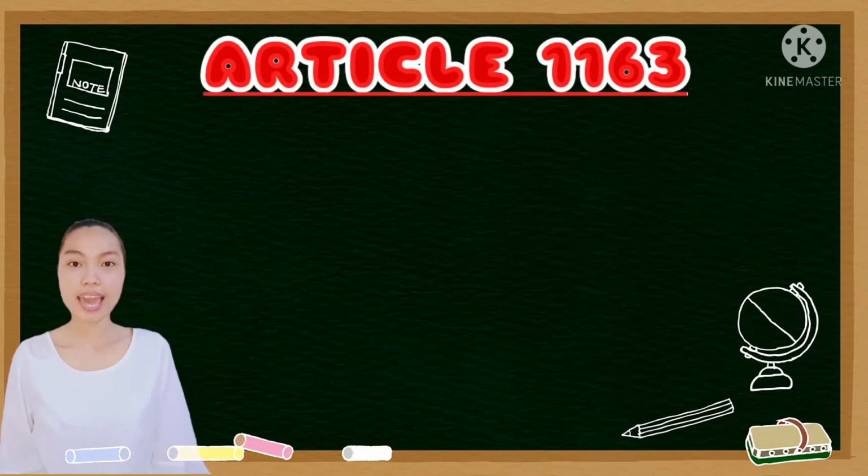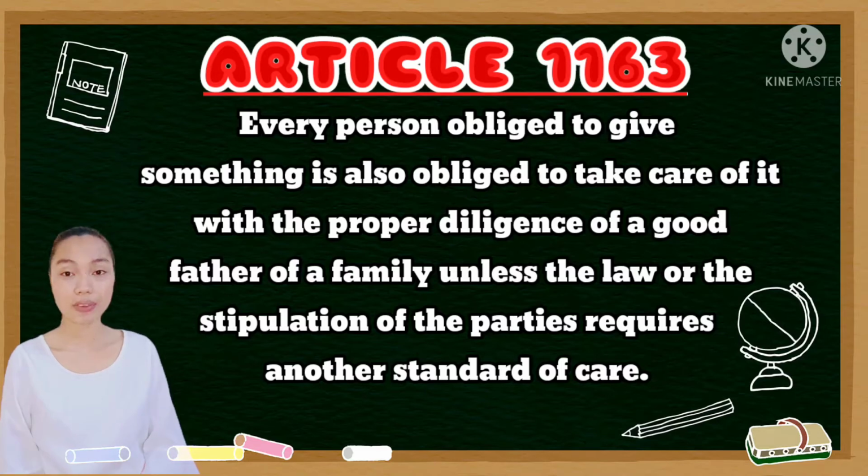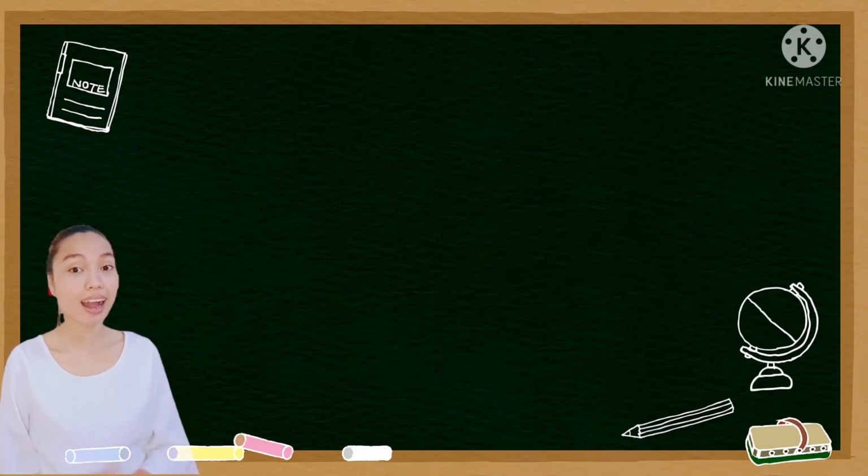Article 1163. Every person obliged to give something is also obliged to take care of it with the proper diligence of a good father of a family, unless the law or the stipulation of the parties requires another standard of care. So what do you mean by this article?